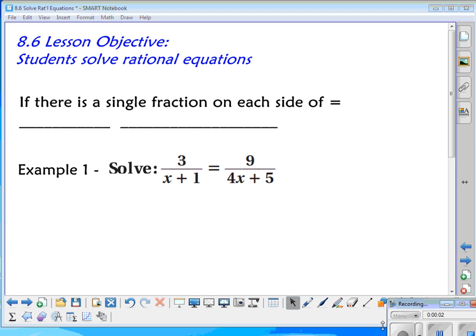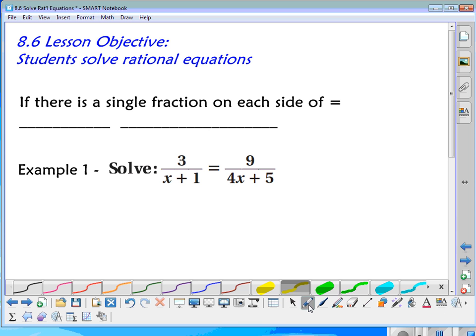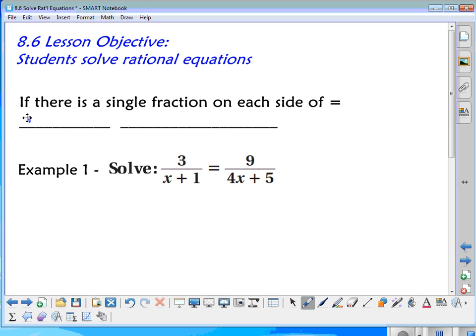All right, so today we are going to solve rational equations. We've just been dealing with expressions. What does an equation have? An equal sign. An equal sign, yes. Okay. So, if you just have a single fraction on each side of the equal sign, then you just have to cross multiply. Okay? And so these are problems that are similar to problems that you should have had in Algebra 1. Hopefully this is just review.